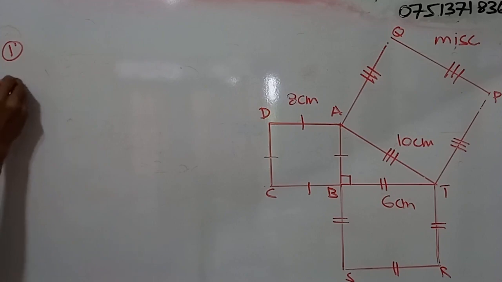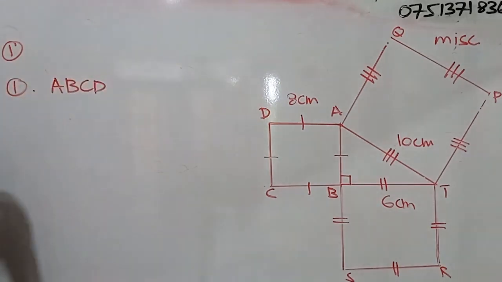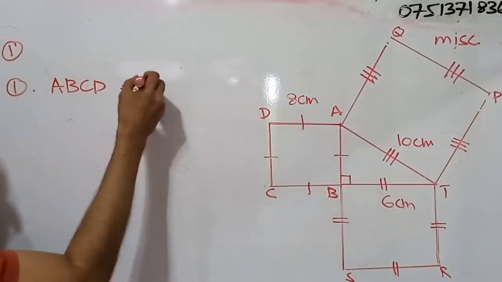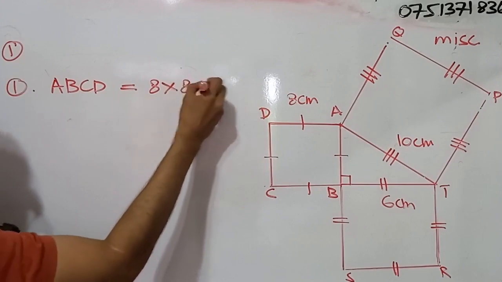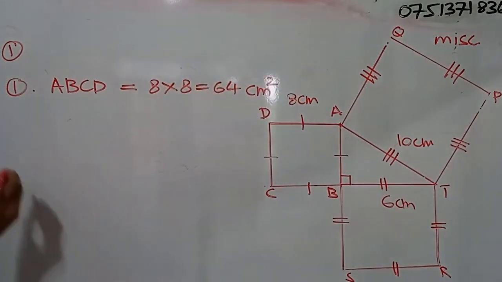Right, so that is pretty easy, no? ABCD is a square. So that is 8 into 8, we get 64, but don't forget square centimeters.